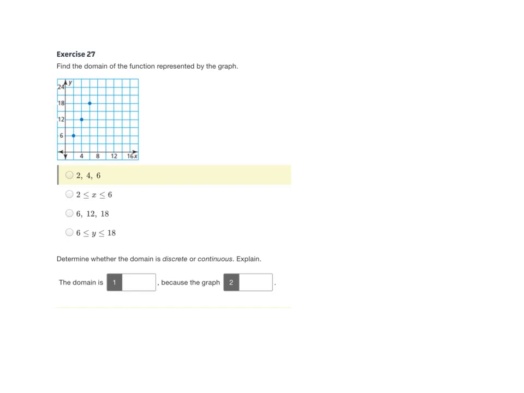Question 27. Find the domain of the function represented by the graph. So remember the domain, those are your x values, right? So if we look at our x values, we've got 2, 4, 6. Determine whether the domain is discrete or continuous. The domain is discrete, and because the graph has dots.